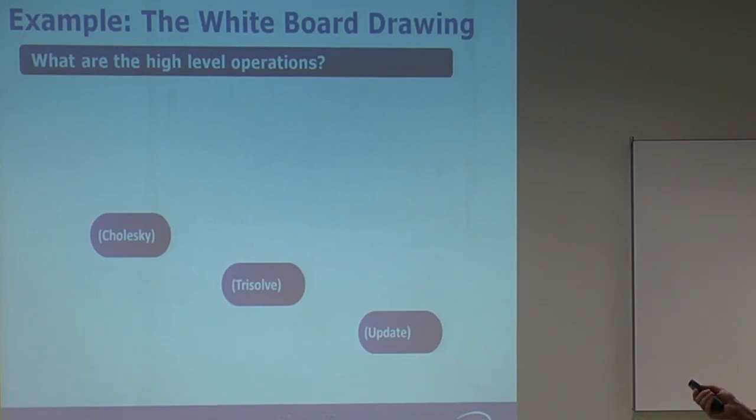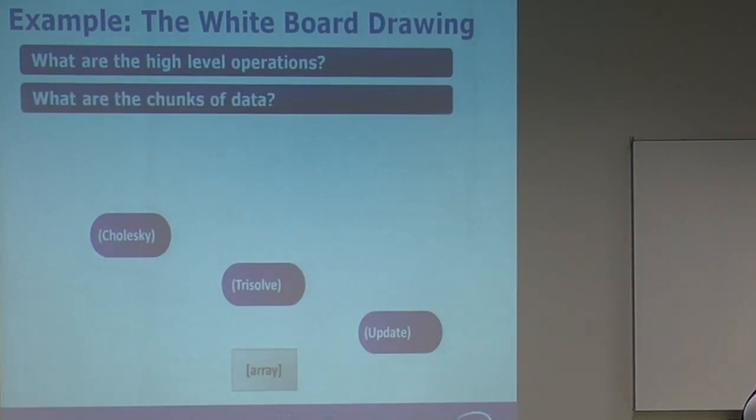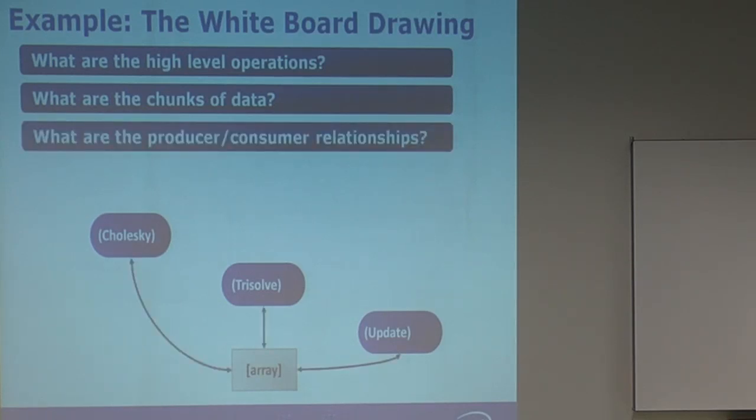What are the high-level operations? When you go to the whiteboard and describe to your colleague, what are they? One is Cholesky, one is Trisolve, and one is update. The next question is, what are the chunks of data? Well, in this case, it's only this array over here. The next question is, what are the producer-consumer relations among these computations and the data? And here, all three computations are updating the values and getting old values out.